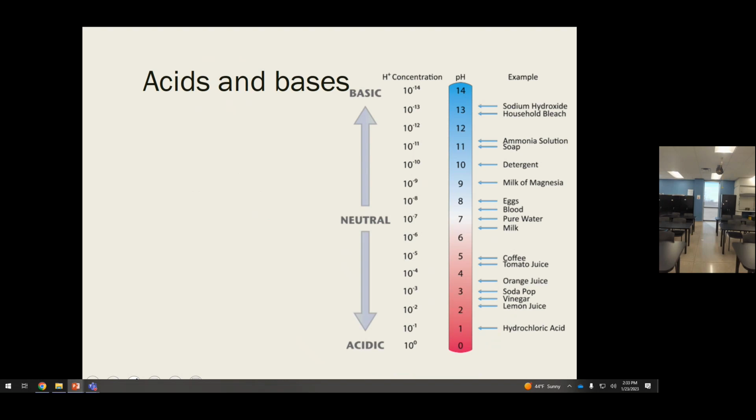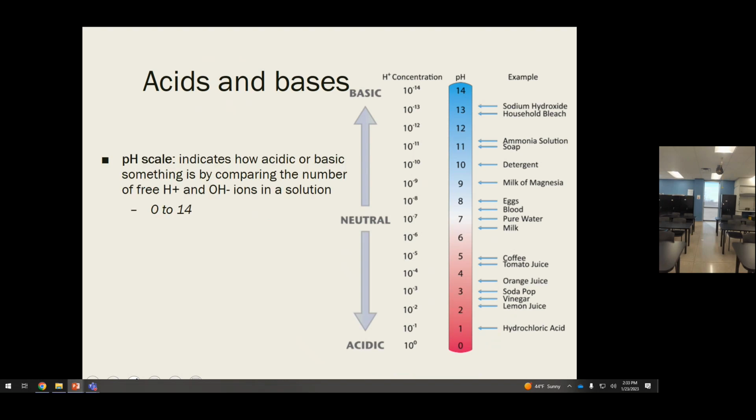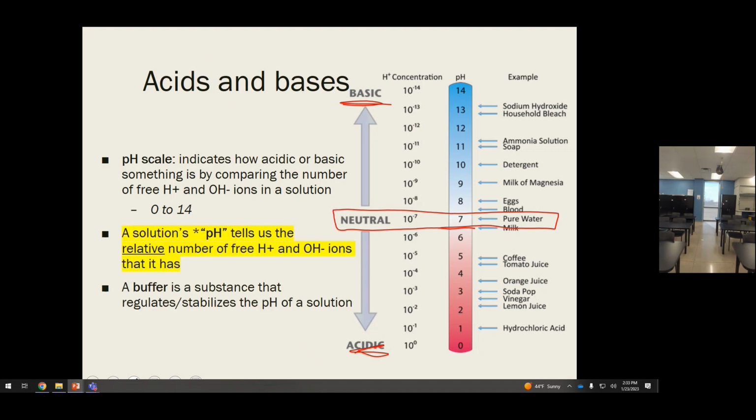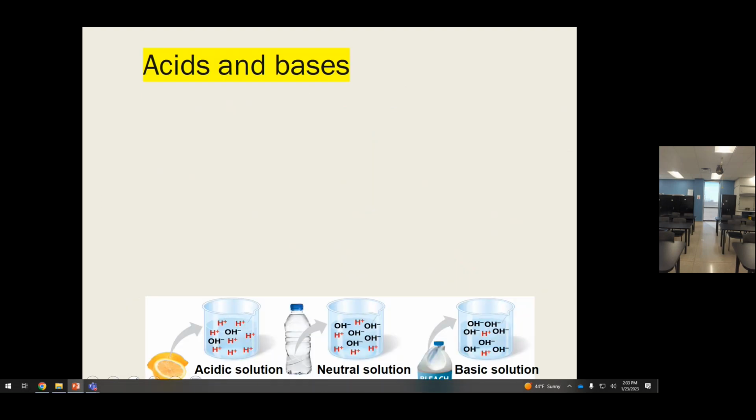All right, let's talk about acids and bases. This is the pH scale. The pH scale just tells you how acidic or basic something is depending on the relative number of free hydrogen and hydroxide ions. Remember, those are our favorite ions in biology. In a solution, it goes from 0, which is very acidic, to 14, which is very basic. 7 is neutral, and pure water is the only thing that is exactly neutral. A buffer is anything that stabilizes the pH of a solution. We will be working with some buffers in class later on.